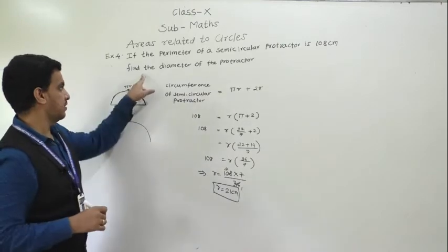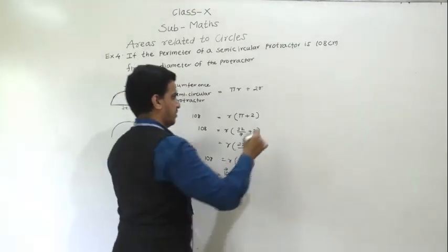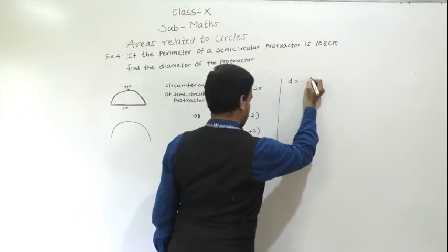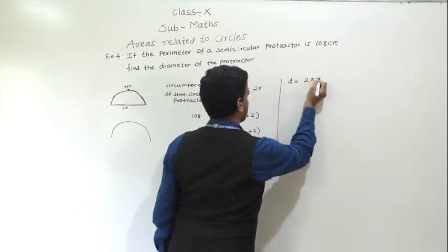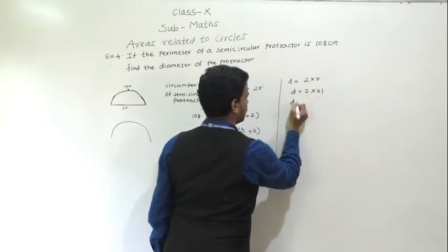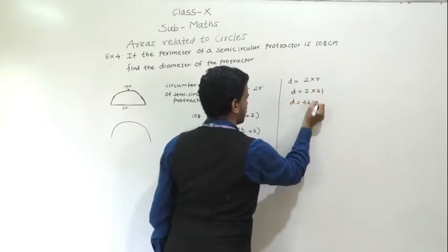Now we have to find the diameter of the protractor. So d is equal to 2 into r, that is 2 into 21. So d is equal to 42 centimeter.